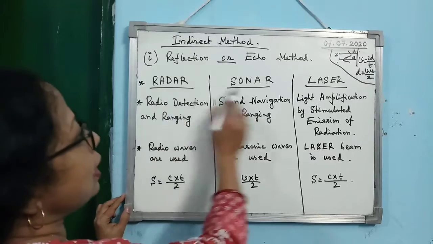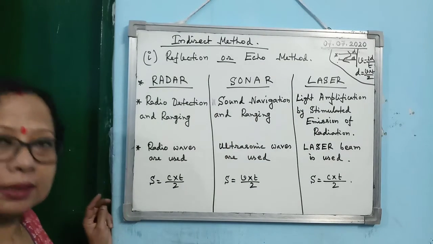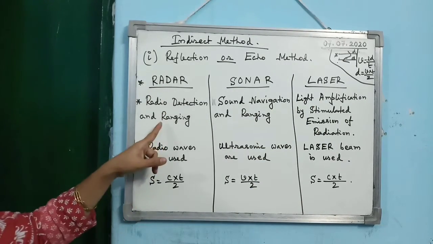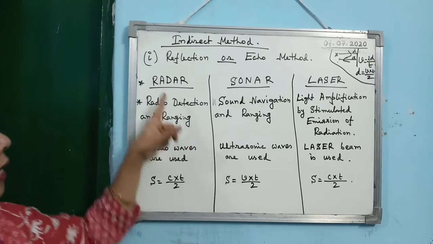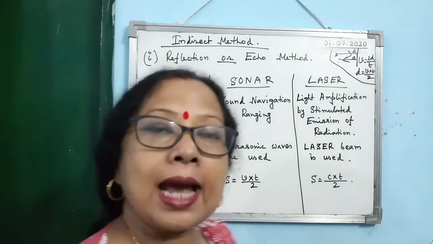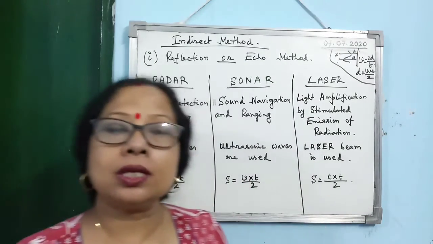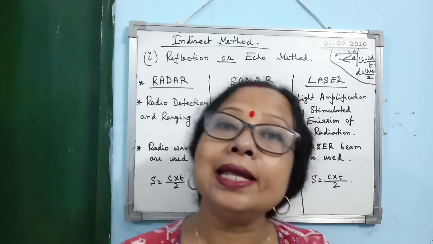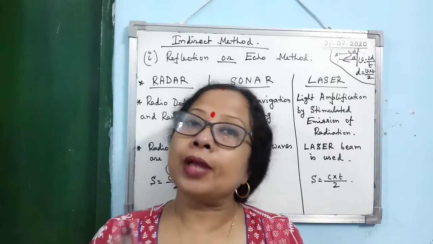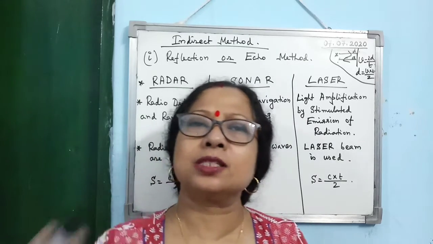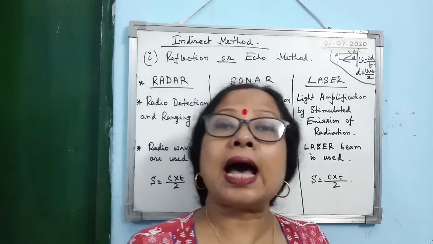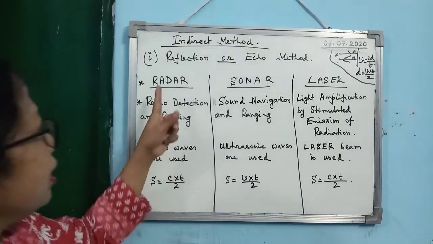Now there are three devices we generally use for this method: radar, sonar and laser. What is the full form of radar? Radio detection and ranging. In radar, radio waves are used. By using the radar method, one can detect a flying object and find its height, whether it is a spying aeroplane, a spacecraft, or anything else flying.